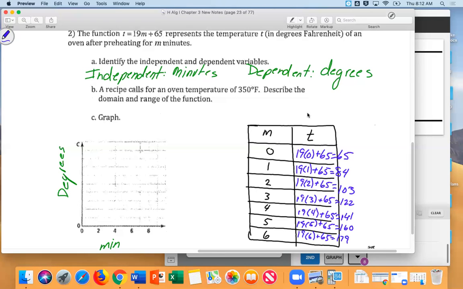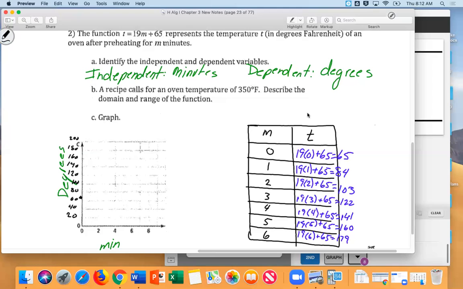Wow. All right. So I have 1, 2, 3, 4, 5, 6, 7, 8, 9, 10. I got 10 blocks. What do I count by? 20s? Count by 20s. Right? So, 20, 40, 60, 80, 100, 120, 140, 160, 180, 200. All right. So at 0, I'm at 65. It's going to be right about here.